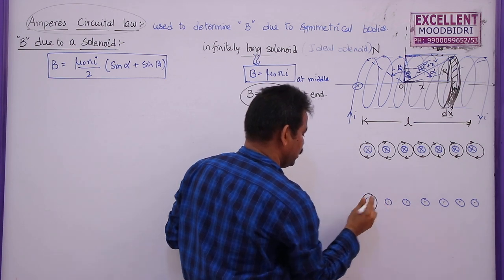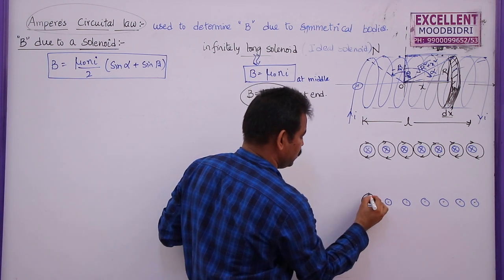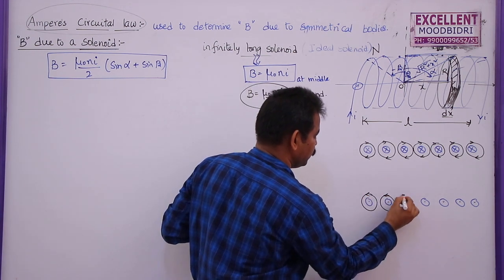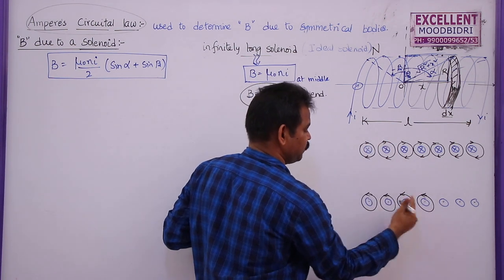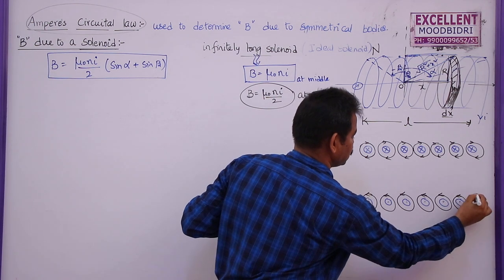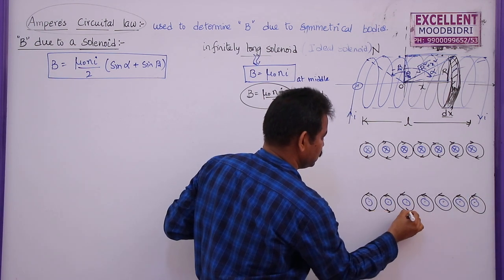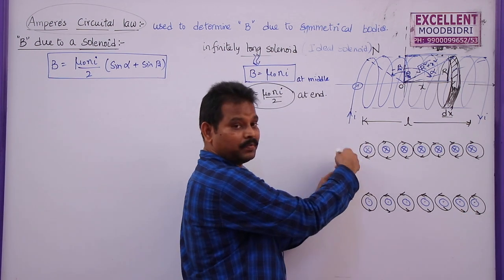Similarly here, as the current is leaving this one, the field is in the opposite direction. Here the field is clockwise, here the field is anti-clockwise. The field produced will be anti-clockwise, so here this will be like this in the anti-clockwise direction. Now these are the first steps.